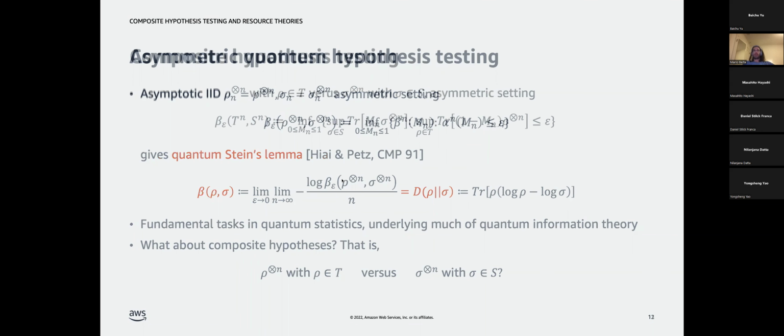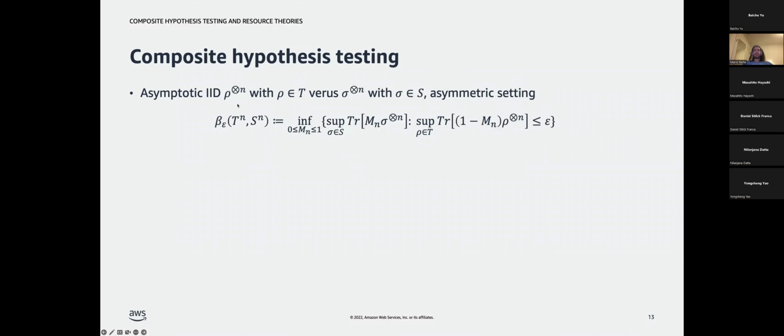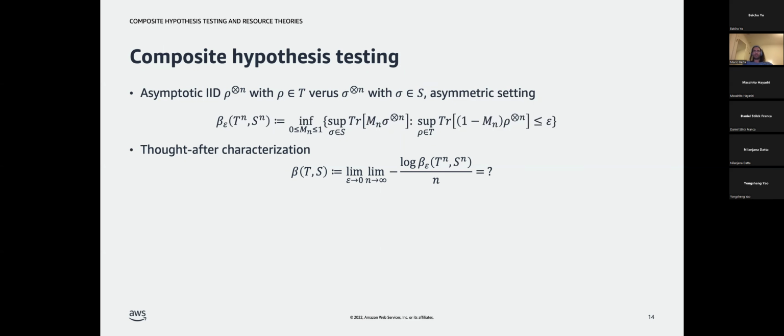Good, yeah. So in the setting where we again look at the tensor product sources, this alpha n error here, we now need to be smaller than epsilon for every rho in the set T. And the same thing for the beta n error, we need it to be small for every sigma in the set S. And yeah, we want to find the optimal two outcome measurement. The thought of the characterization is the same, and we want to look at these asymptotic error exponents. And in particular, I want to work with this asymmetric setting. Now one could equally well look at the symmetric setting.